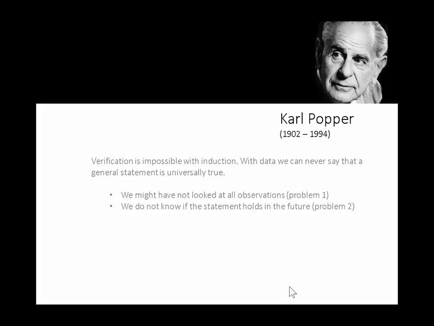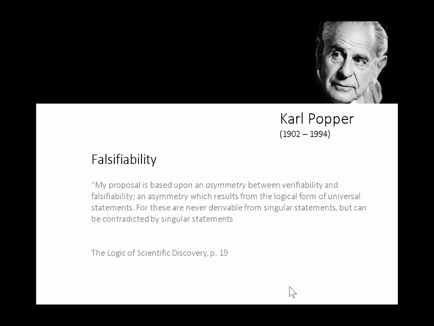Because of these problems. But what he does say is what we can do for sure is to show if something is wrong. Right? We cannot show for sure if something is true, or if it holds all the time, but we can show for sure that it does not hold all the time.